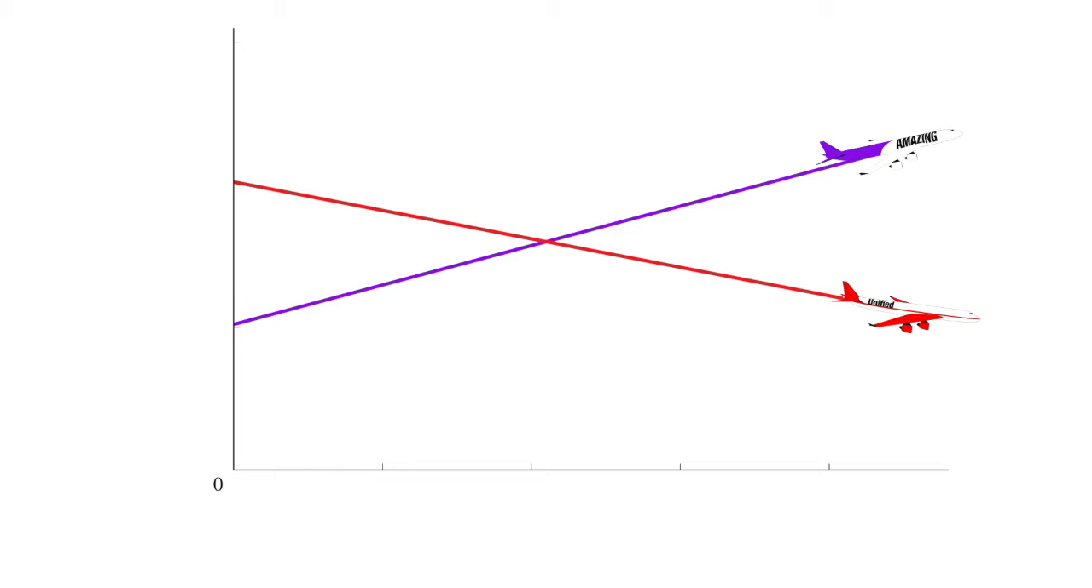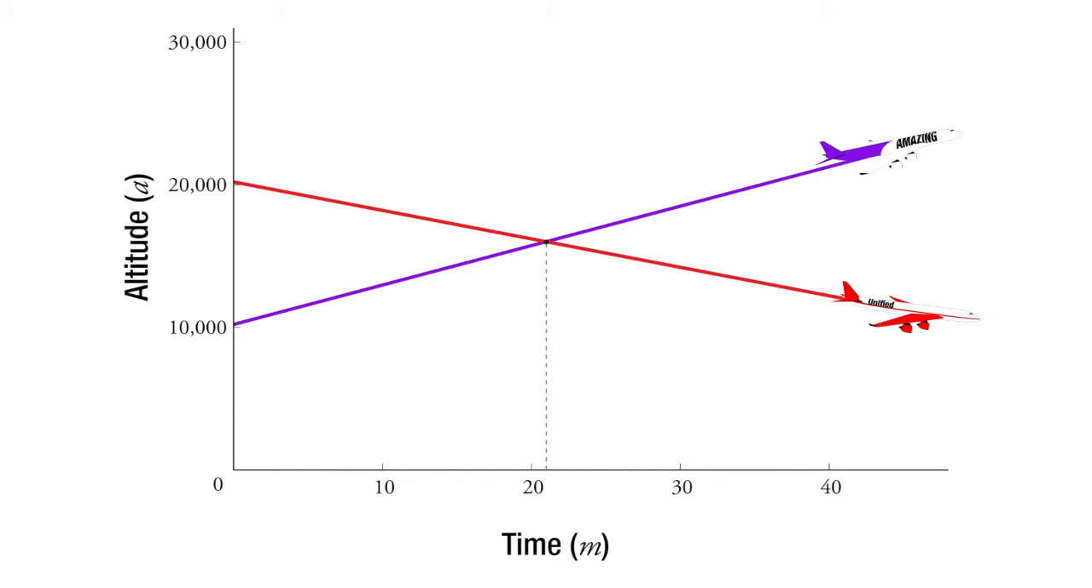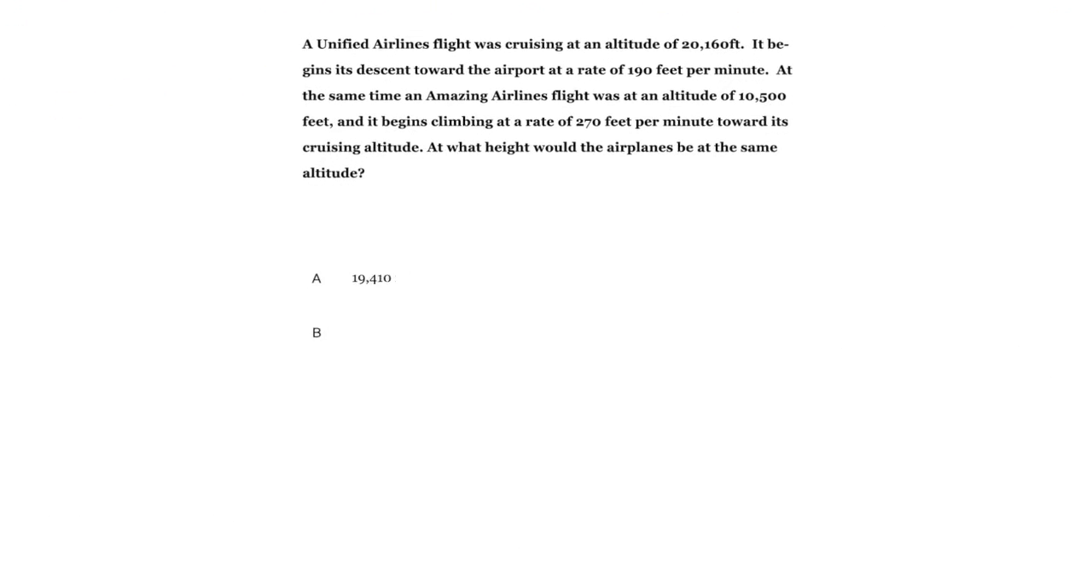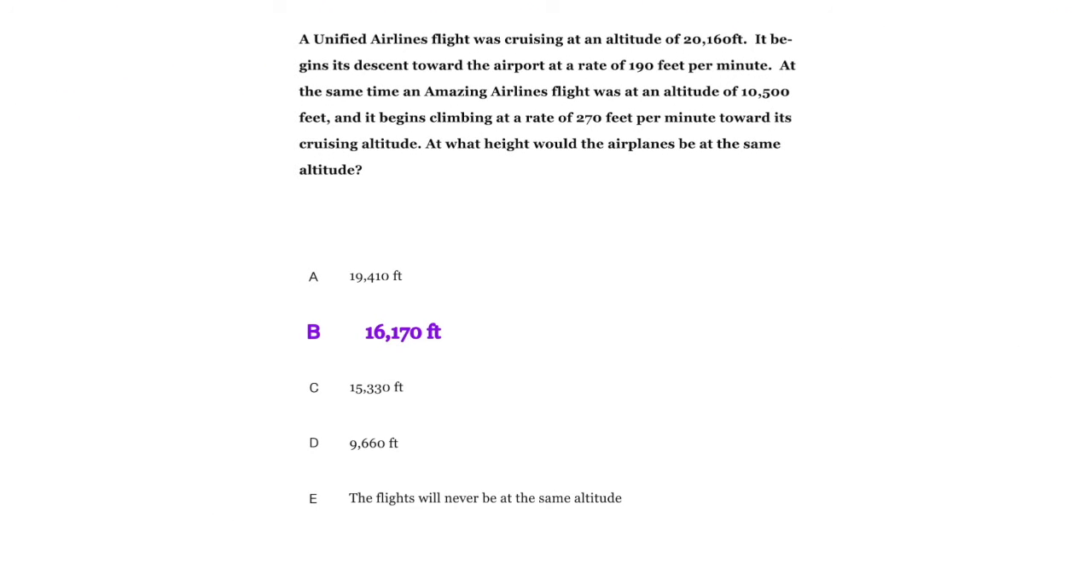Now we're looking at the same condition, but instead of trying to solve for after how much time these two planes might collide, we want to know at what altitude, at what height, the two planes would be when they're at the same altitude. What is that altitude going to be? And the answer is this one. It's 16,170 feet. Let's go ahead and do the problem.